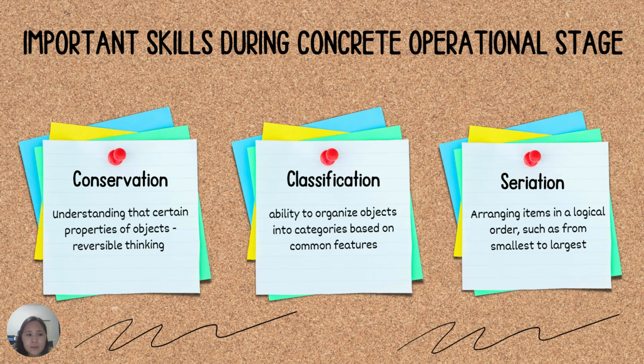So, with the concept of conservation as one of the important skills during the concrete operational stage, it is about understanding that quantity remains the same despite changes in shape or appearance. Example, a grade 2 student realizes that pouring water into a tall, thin glass doesn't mean there's more water. It's the same amount.